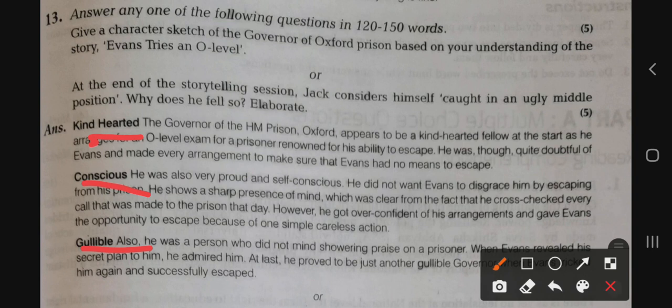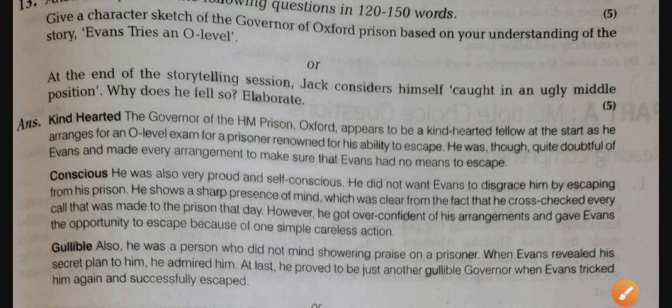Okay. So, how do we have to prove it? So, the governor of the HM prison, Oxford, appears to be a kind-hearted fellow at the start, as he arranges for an O-level exam for a prisoner, correct? Because it's very rare that a prisoner gives an exam. Although prisoners study at the jail, it's very difficult to get the permission. But the governor allowed Evans to take the O-level exams. But actually, it was a plan for Evans to escape. He was though quite doubtful of Evans and made every arrangement to make sure that Evans had no means to escape.